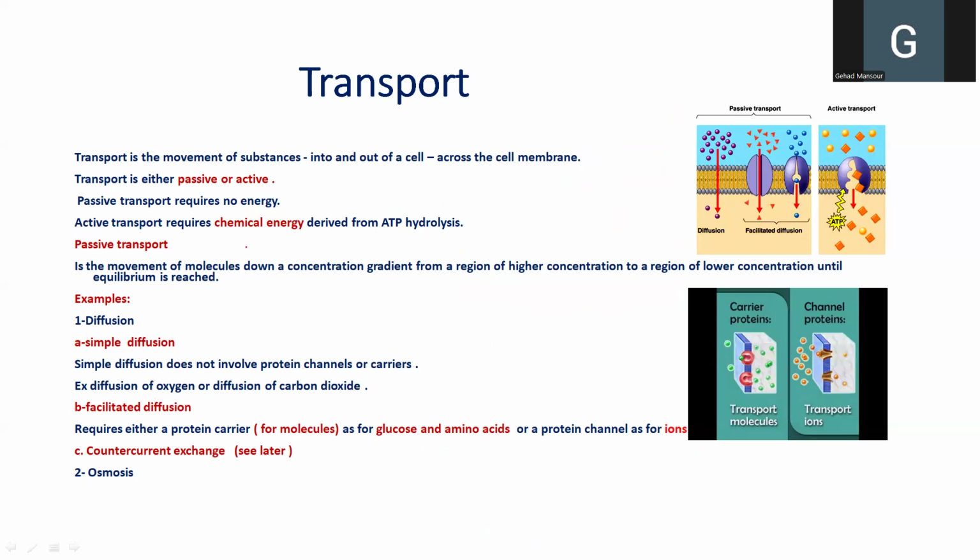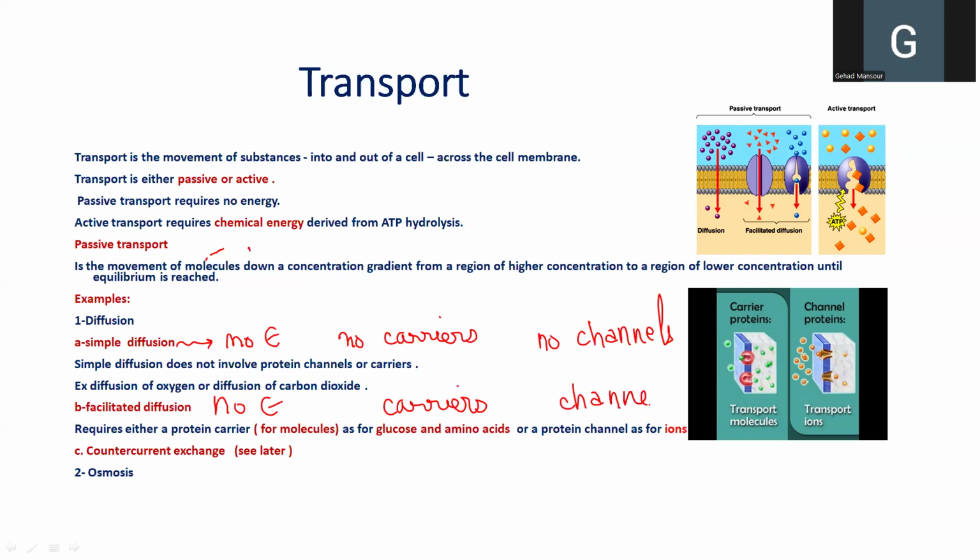What I've just written is about simple diffusion. So simple diffusion: no energy, no carriers, and no channels. But in the case of facilitated diffusion: no energy, but we have carriers and we have channels. And then the third type of passive transport is countercurrent exchange, which we'll be explaining later on.